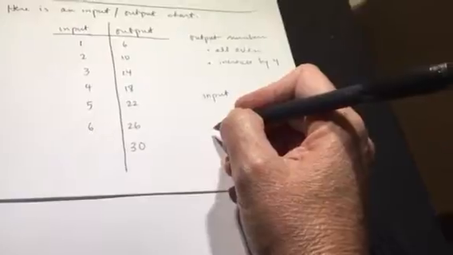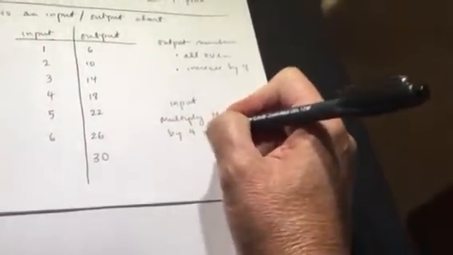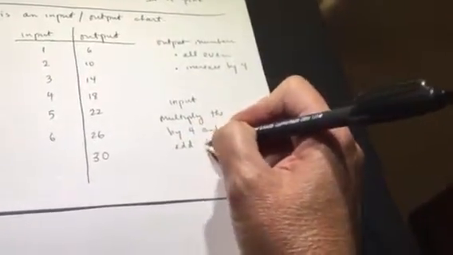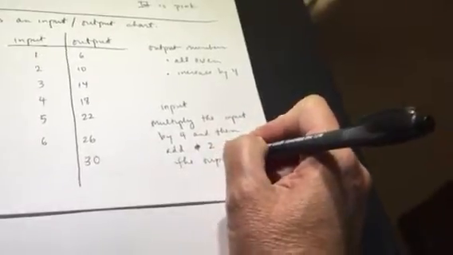You're multiplying the input by 4 and adding 2 to get the output. All right, let me write that. So we multiply the input by 4 and then add 2 to get the output. So we want to check that out and see if that's true all the time.